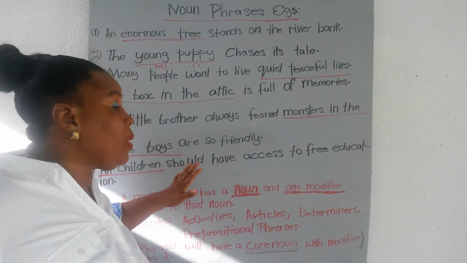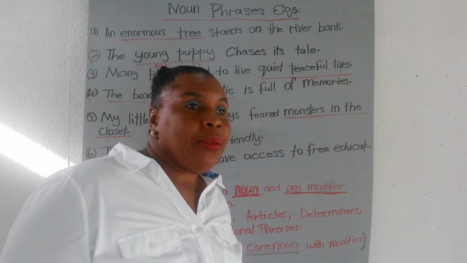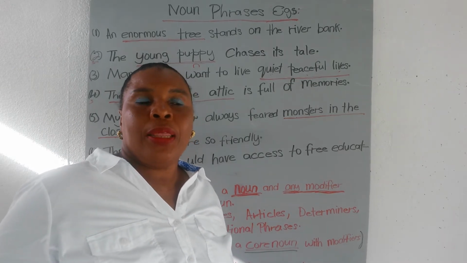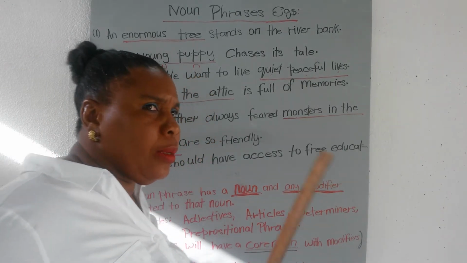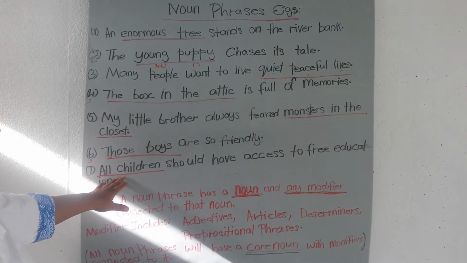Those, you have to ask a question. So those boys are so friendly. Alright? So once you have to pull a question, that would be the determiner. I think I'm seeing something. Alright? Here's the next one.